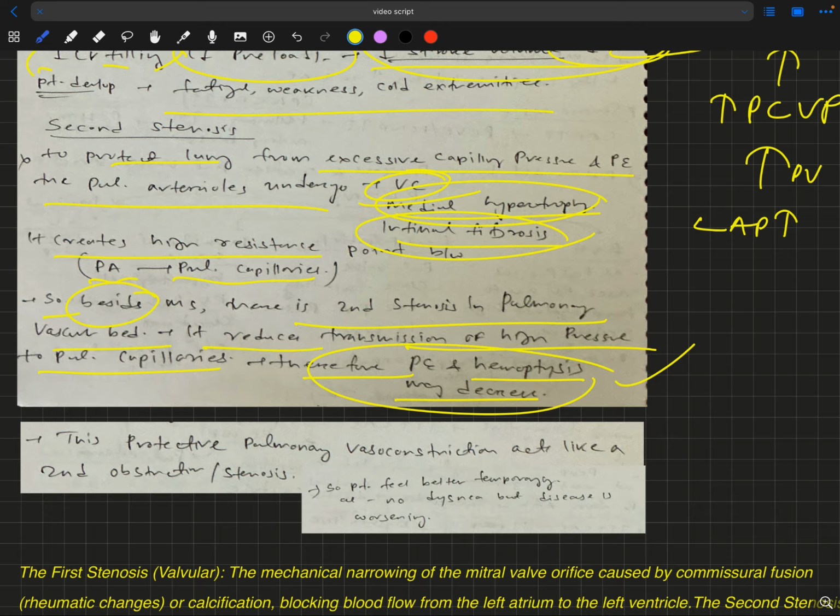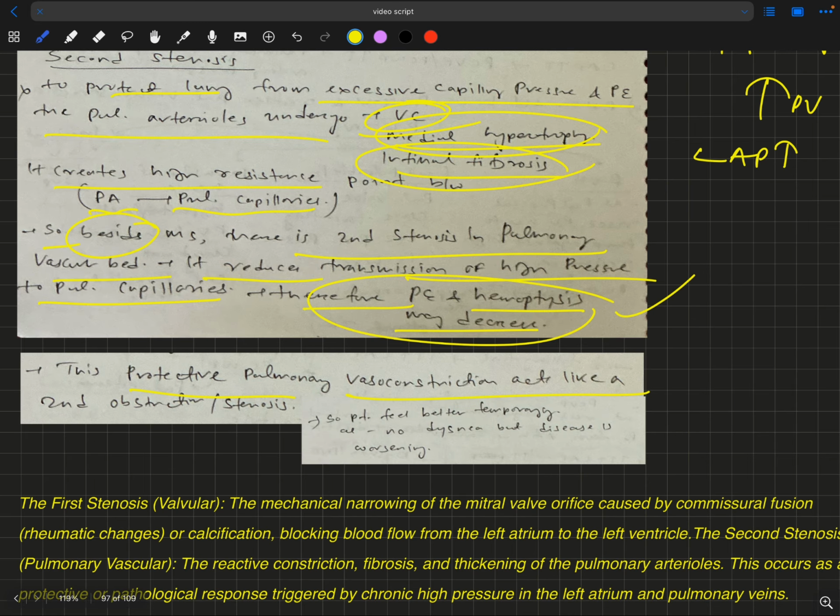So this is what happens in the theory of second stenosis. This is a protective pulmonary vasoconstriction and acts like a second obstruction, a stenosis, in the pulmonary vascular bed. So the patient feels better temporarily, with no dyspnea, but the disease is worsening.